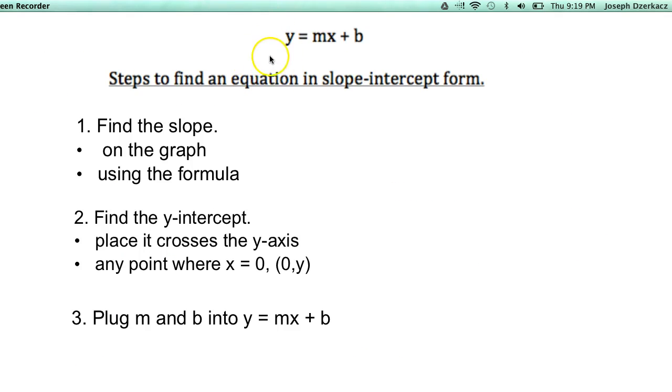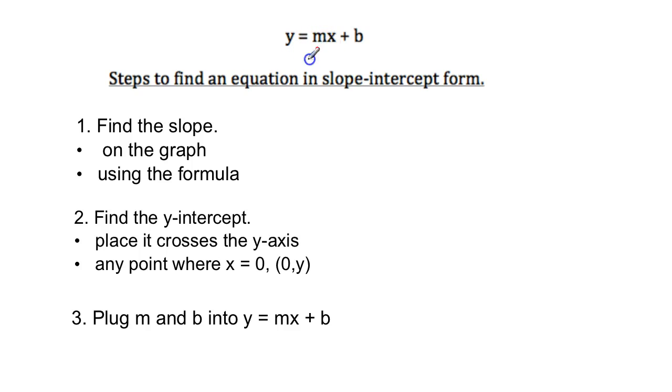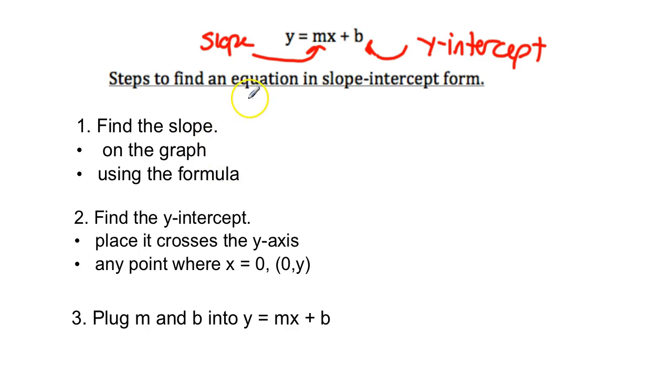Alright, now let's get the steps down to find an equation in slope-intercept form. Again, I can't say this enough: m, that is the slope, and b, that is the y-intercept. So step number 1, find the slope. You can find it on a graph. If you look at the line, you can count, you can say, okay, it's going down 3, and it's going to the right 5. Down 3, right 5, that slope would be negative 3 over 5.